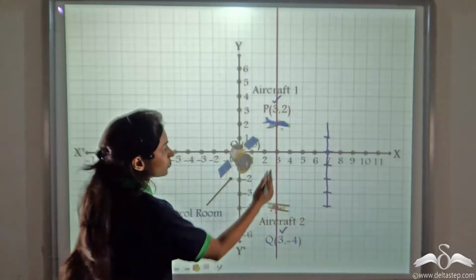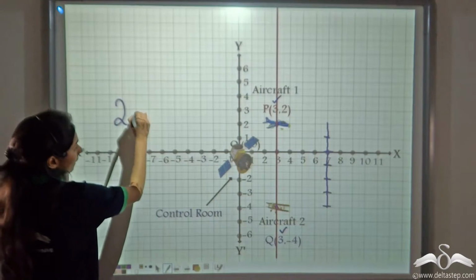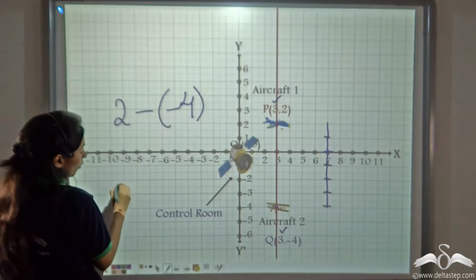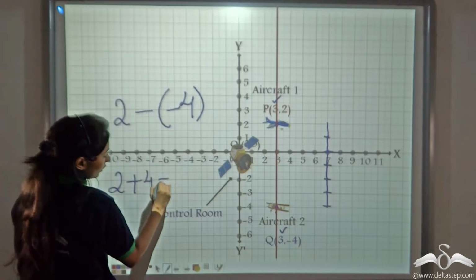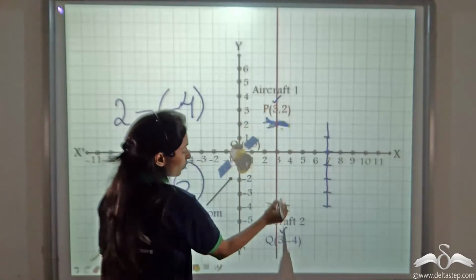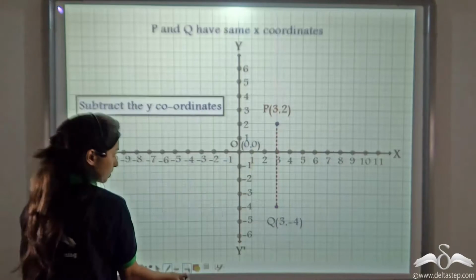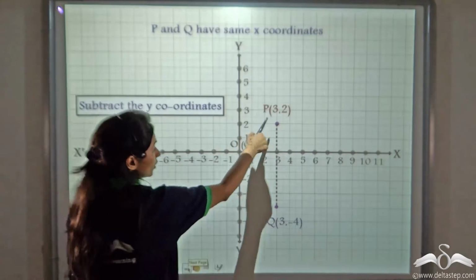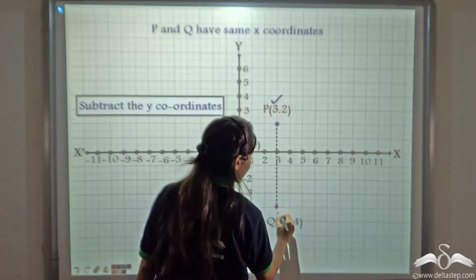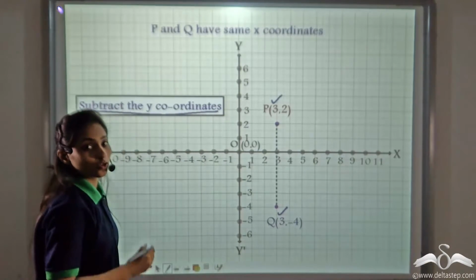So what are the y coordinates? 2 and minus 4. Let's subtract them. 2 minus minus 4. So the minus minus will give you positive, plus 2 plus 4, which will give you 6. So there are 6 units between aircraft 1 and aircraft 2. Now we had got the same answer when we had done this graphically. So what did we learn? If there are 2 points in the graph paper and they fall on the same straight line and their x coordinates are same, you can directly subtract the y coordinates to get the distance between those 2 points.